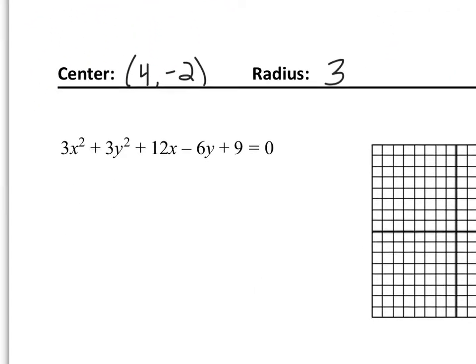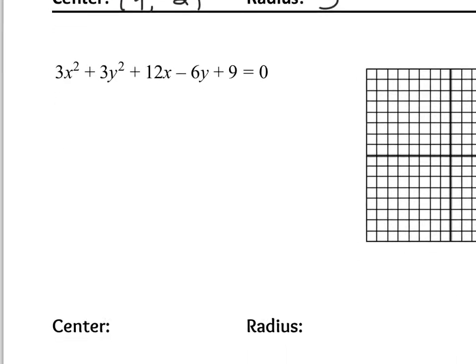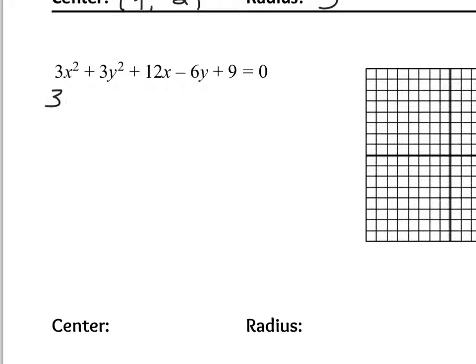All right, so let's look at this next one. The first thing I want to do is get my x's together and my y's together. So 3x squared plus 12x plus 3y squared minus 6y equals, move the 9, negative 9.